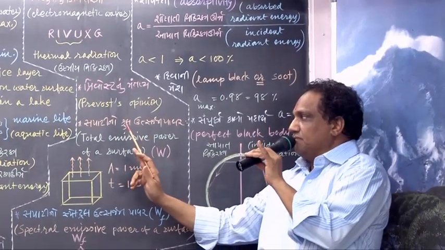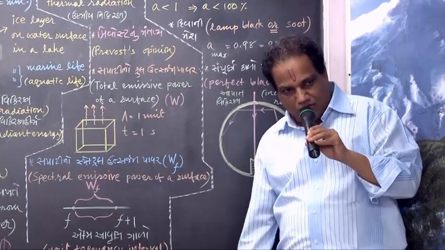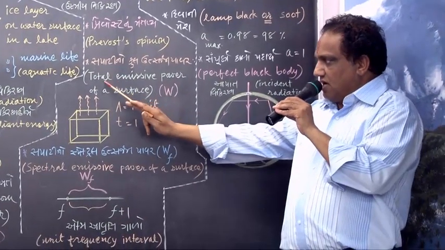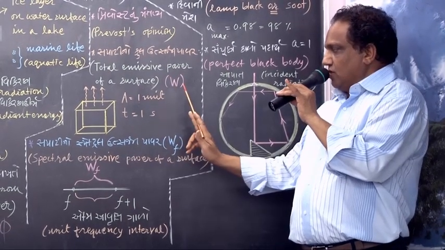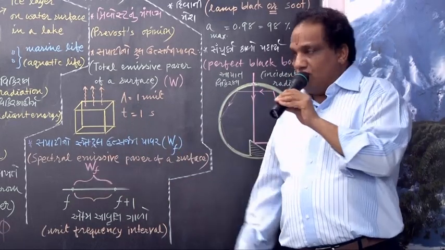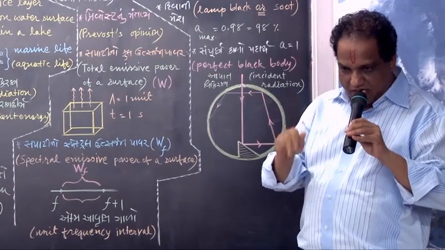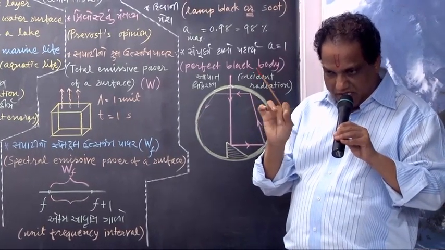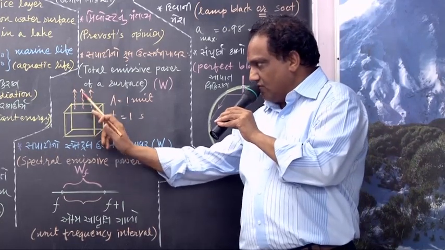Now we go for the total emissive power of a surface. Why is the word total? I'll let you know. Just look here and try to understand. We show it by the symbol capital W. Consider any body. What Mr. Prevost had proved: any body at temperature greater than absolute zero emits thermal radiation out of it.